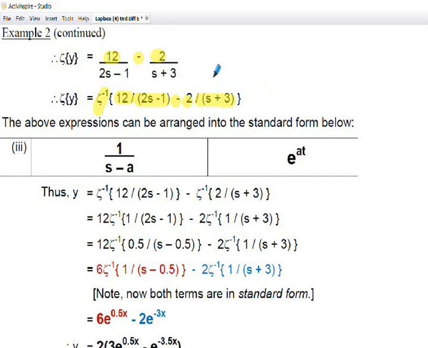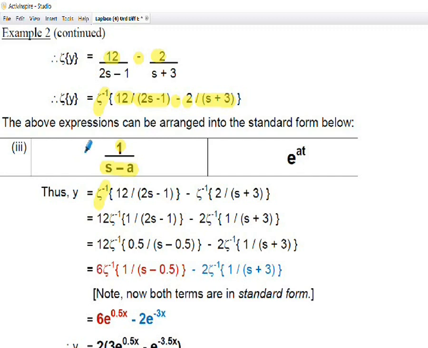We need to look at our inverse Laplace transform tables, and looking at the above partial fractions, they seem to fit reasonably well with the 1 upon s minus a. So I'm going to use that. I'm going to try that inverse Laplace transform and see how it works here. So just try and follow this through. I'll take the first term only.